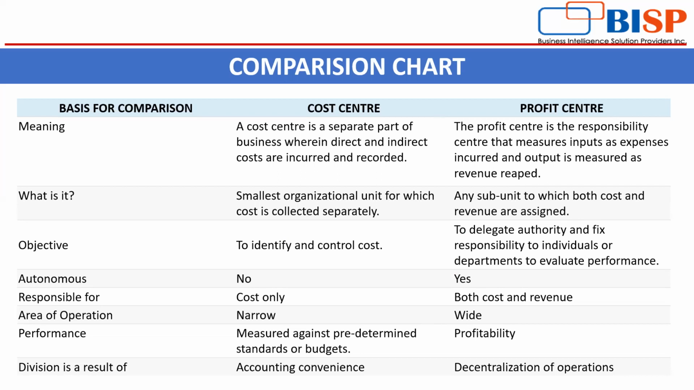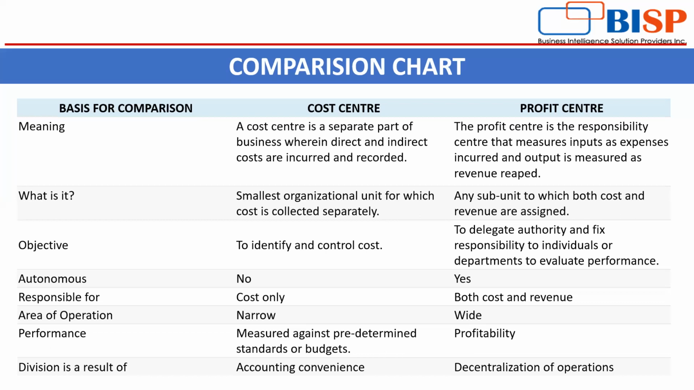Now, a cost center is the smallest organization unit for which cost is collected separately, while the profit center is any sub-unit to which both costs and revenues are assigned. The objective of cost center is to control cost only, while the objective of profit center is to evaluate performance. Cost center is not autonomous, while profit center is autonomous. Cost centers are responsible only for cost, while profit centers are responsible for cost and revenue of the organization.